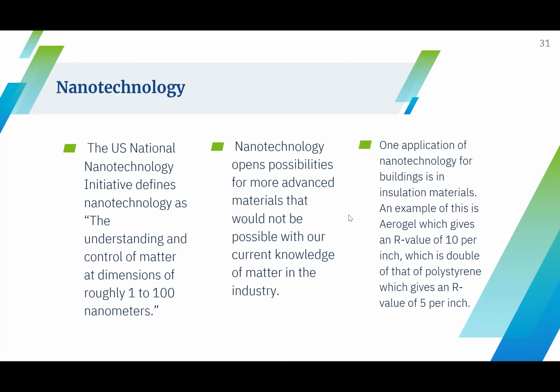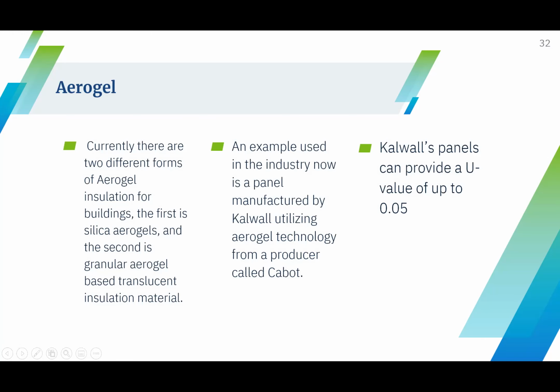Okay, so there are currently two different forms of aerogel insulation. The first is silica aerogels, and the second is granular aerogel. An example used in the industry now is a panel manufactured by Kalwall, utilizing aerogel technology from a producer called Cabot. Kalwall's panels can provide a U value of up to 0.05.